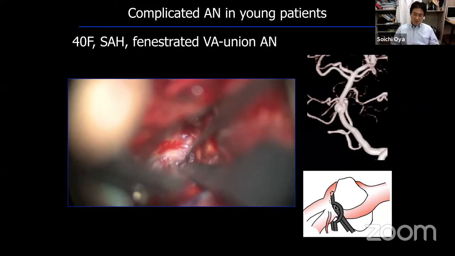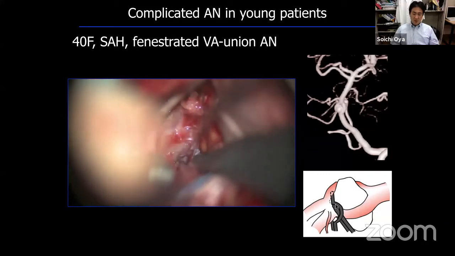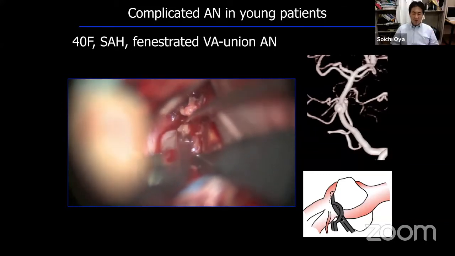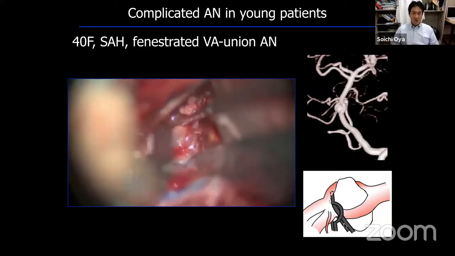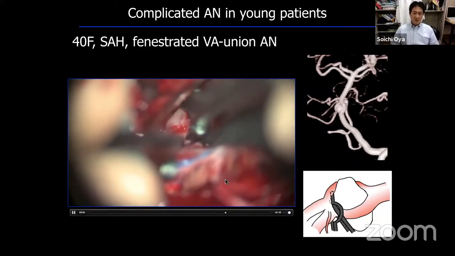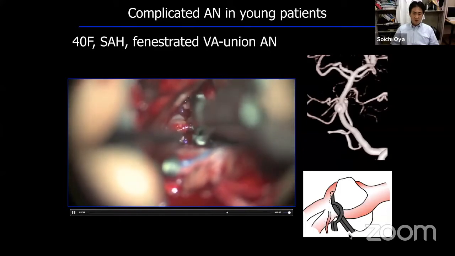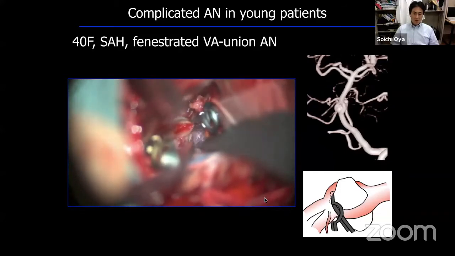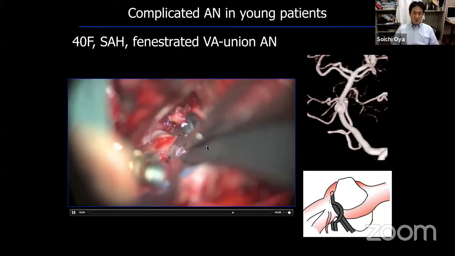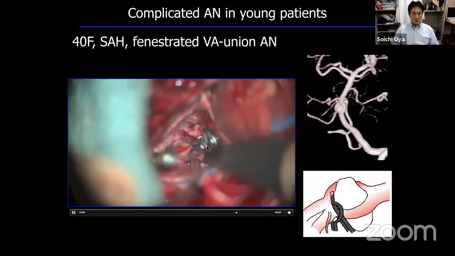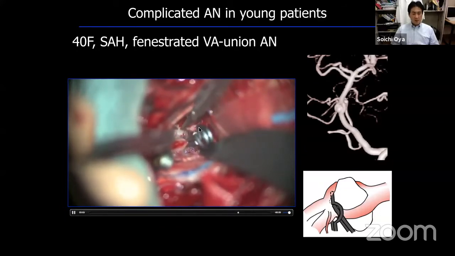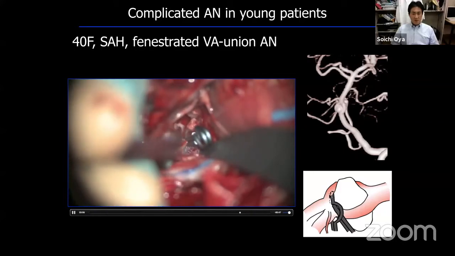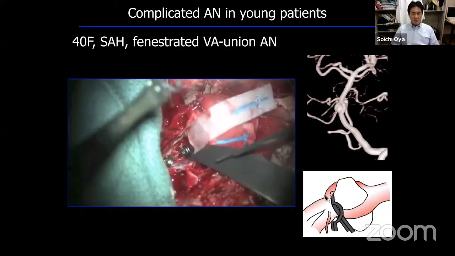My plan is to put the first clip to close the left half of the neck together with the left loop structure here. Now I'm applying the first clip to create the closure line of the half here. By doing this, I could get the additional space to cut the arachnoid and confirm the perforators around the aneurysm. And I cut the arachnoid across to the right side of the aneurysm neck.